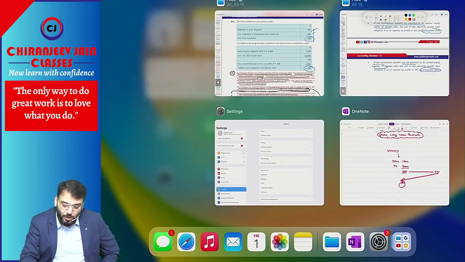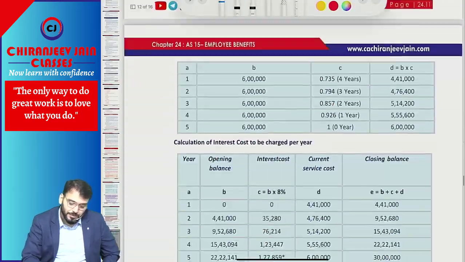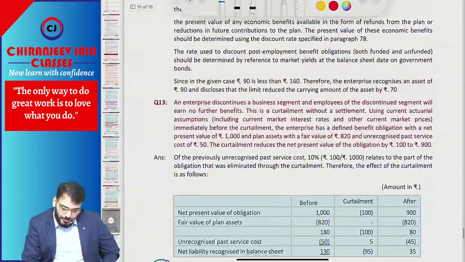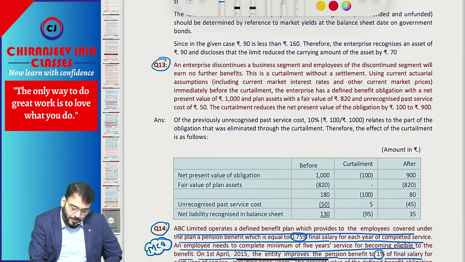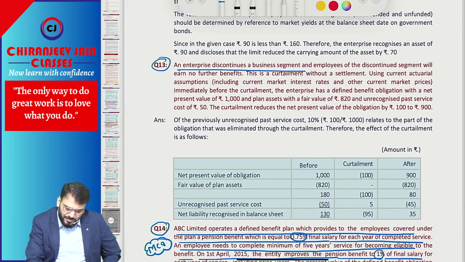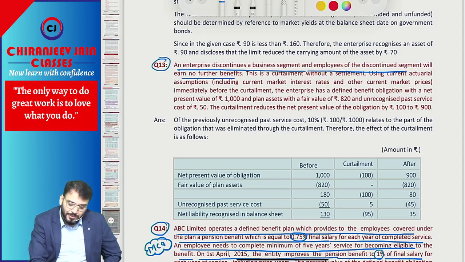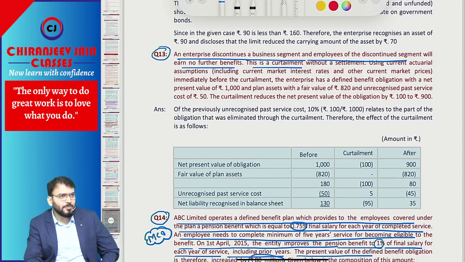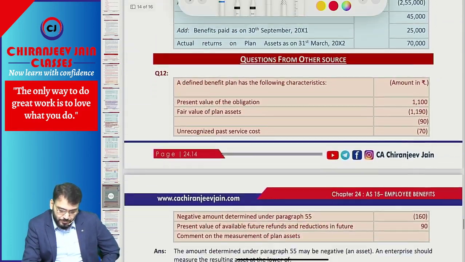Any question which we have not done, check. From the bottom. So this question we have done, this question come out 30. An entity discontinues a business segment. I think a similar question we have done. An employee of the discontinued segment will earn no further benefit. This is a curtailment. This similar question we have done. Similar question we have done, you can do it on your own. That curtailment question, okay? Do it on your own.